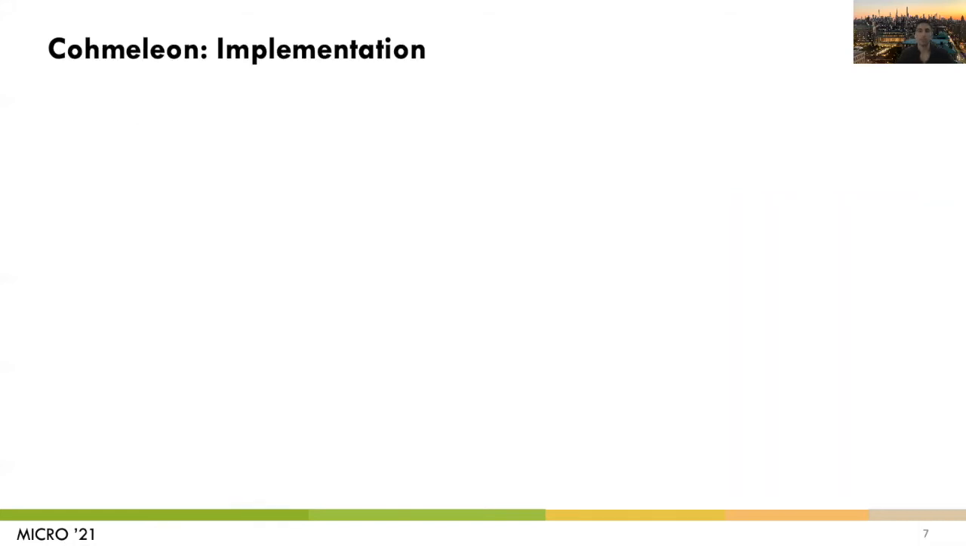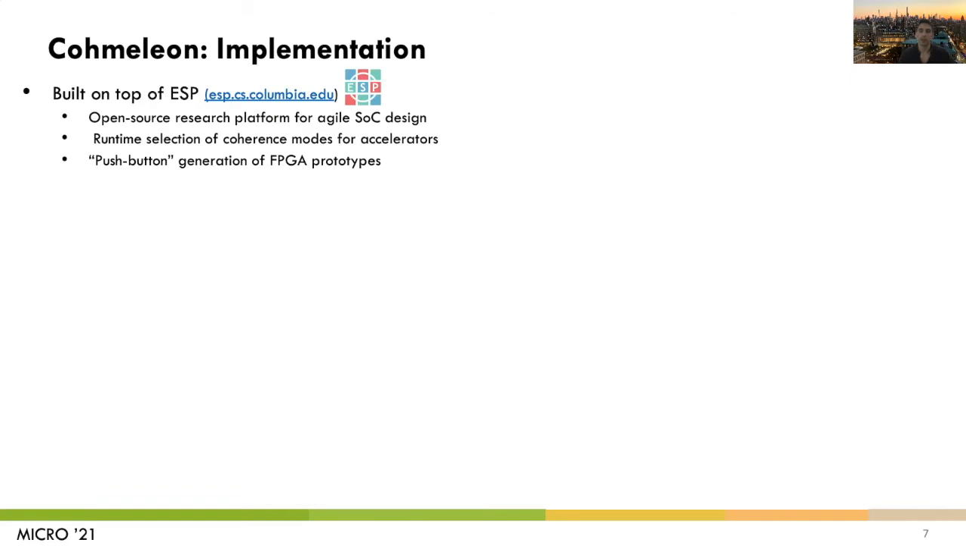We built Cohmeleon on top of ESP, our open source research platform for agile SoC design. ESP is a natural starting point for one possible implementation of Cohmeleon, as it offers runtime selection of coherence modes for accelerators. Furthermore, ESP provides push-button generation of FPGA prototypes, which allowed for experimenting with many different SoCs.